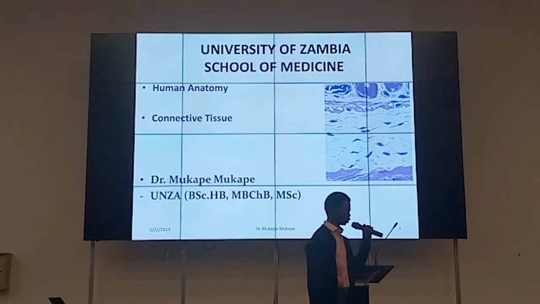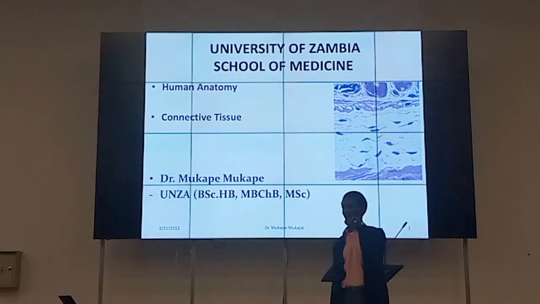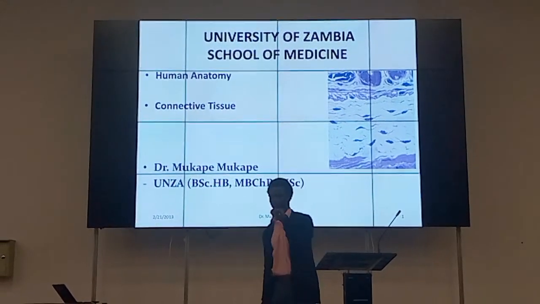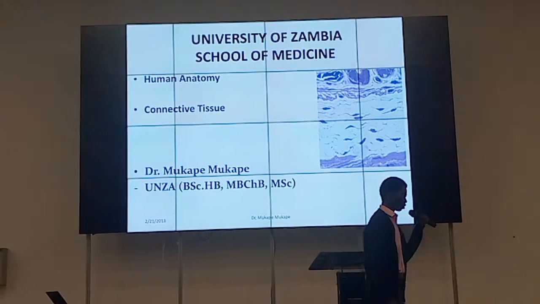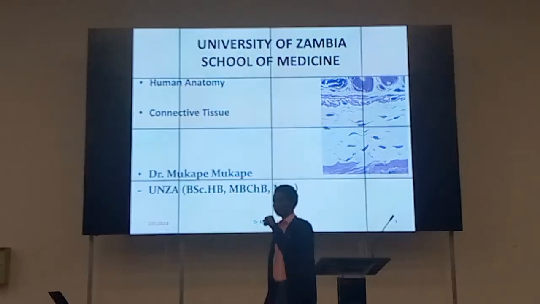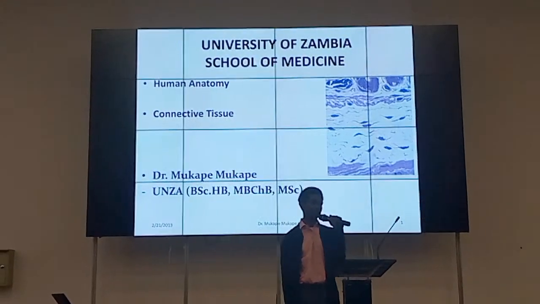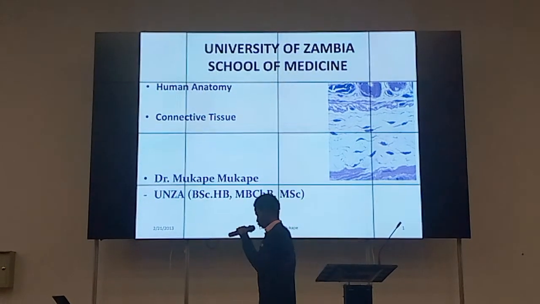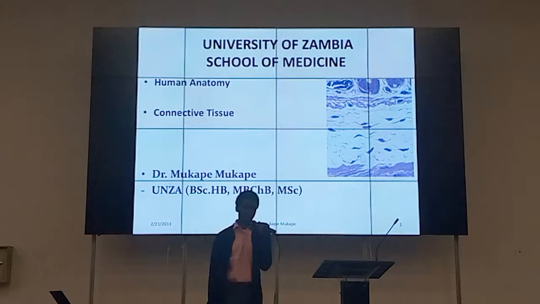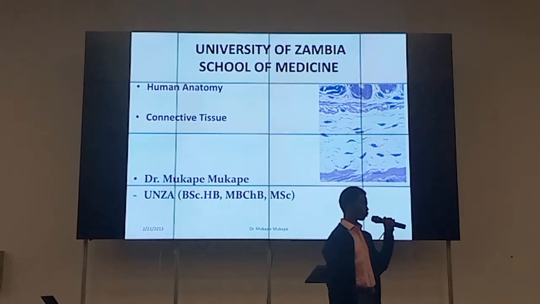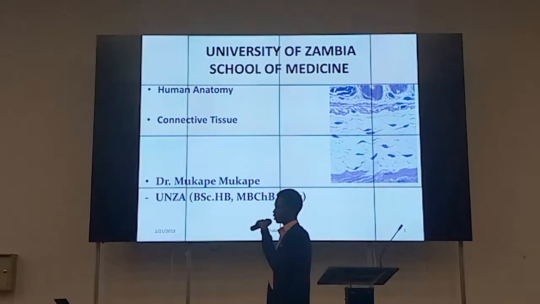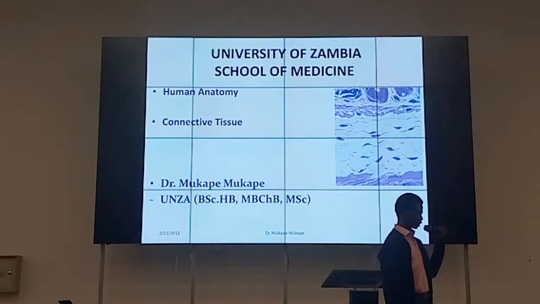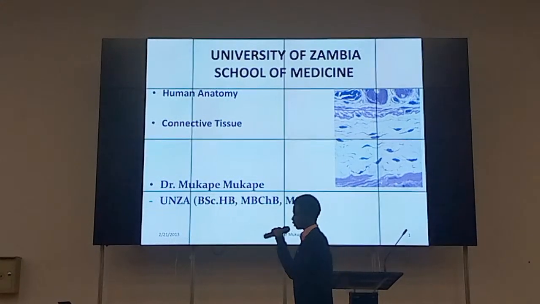Good. Apart from reticular connective tissue, any other tissue types? So that one is number four. Number five, we have what we call mucoid connective tissue. A good example where we can find mucoid connective tissue is in the umbilical cord. The umbilical cord is a structure that connects the developing embryo or fetus to the placenta.